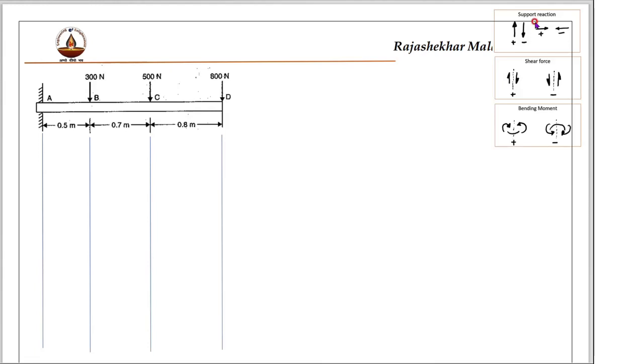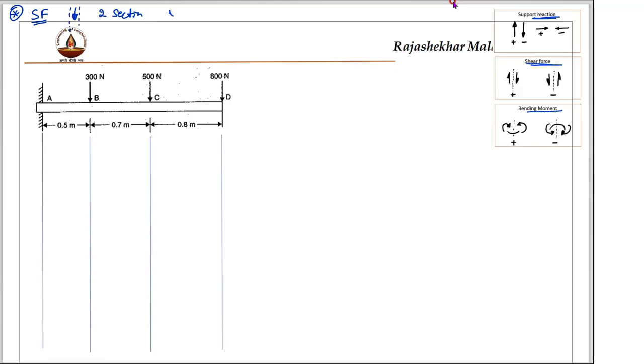The sign conventions you should know: these are the sign conventions we are using for shear force, for shear reaction, and for bending moment. A very important thing to remember is that whenever you are dealing with shear force and you come across a point load, you have to take two sections: one left of the point load and the other right of the point load.